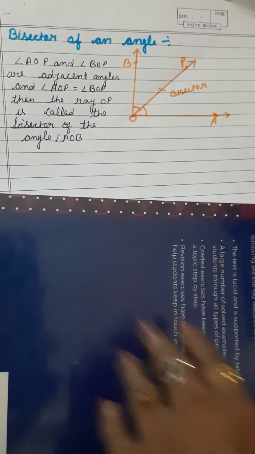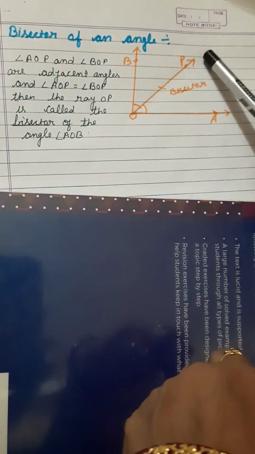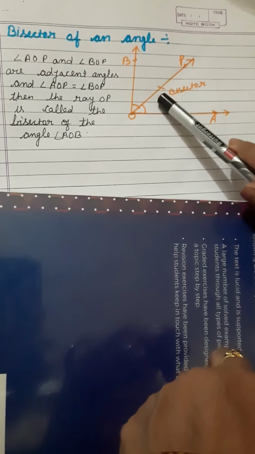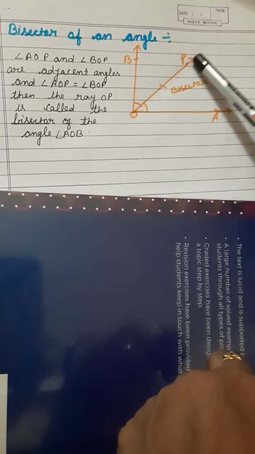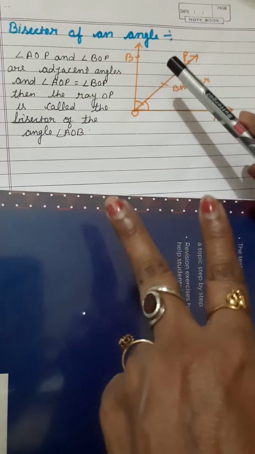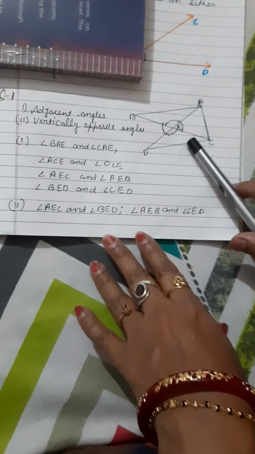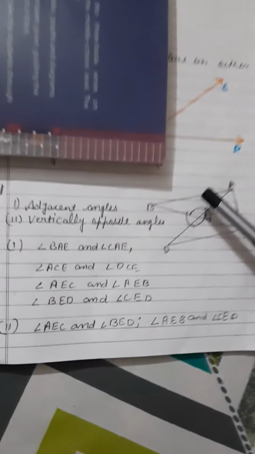Okay students. So here these are also adjacent angles, but when we draw the angle bisector, it means the angle is divided equally into two parts. Question number 1, you are looking, students.